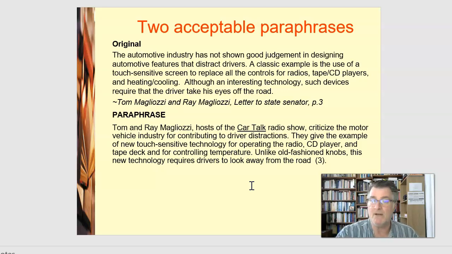Same thing. And there, you see in brackets, the number 3, which is page 3. So even though it was paraphrased, it is slightly shorter, not by much, but slightly shorter. The number 3 still indicates that it came from somewhere. Because right there, host of Car Talk radio show. Well, did they say it on air? Did they present it in the paper? Turns out they did, in a letter to a state senator.